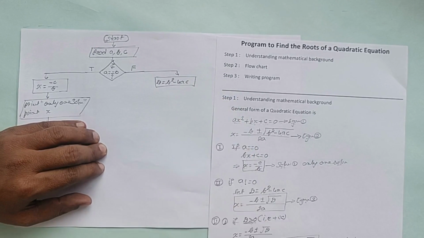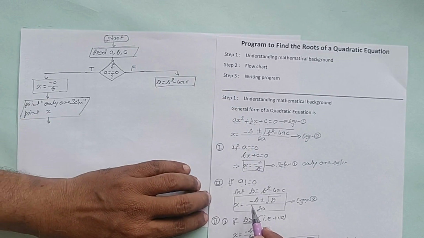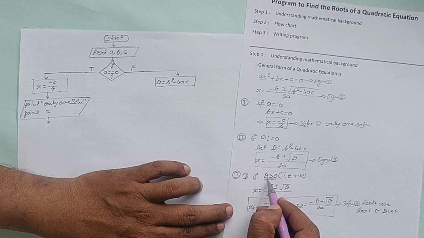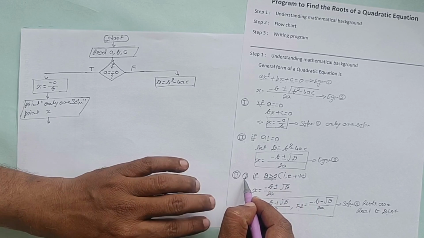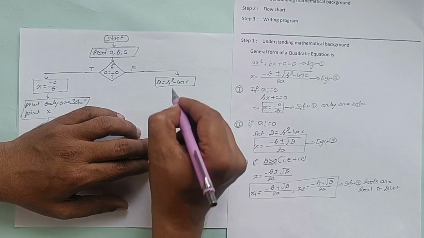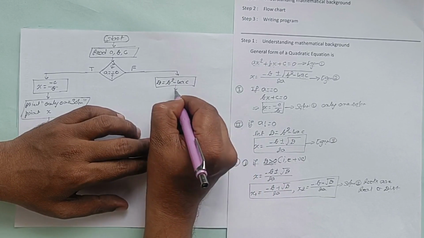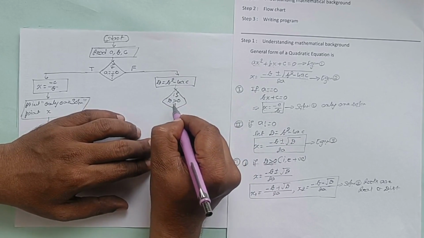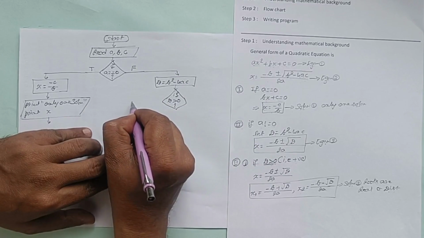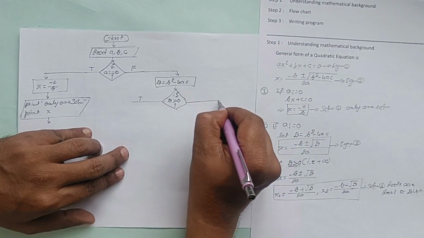After finding the value of d, what is the next step? We have to check whether the value of d is positive or not. This is the second main, first case. To check that value, once again we have to go for a rhombus. If the value of d is greater than 0, question mark. This condition may be true, this condition may be false.